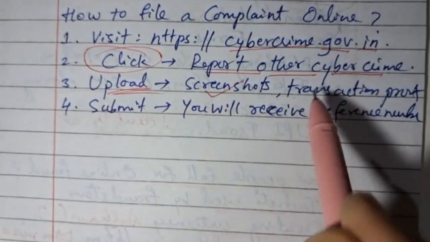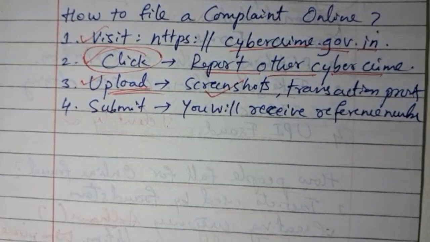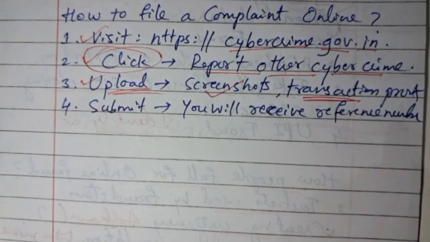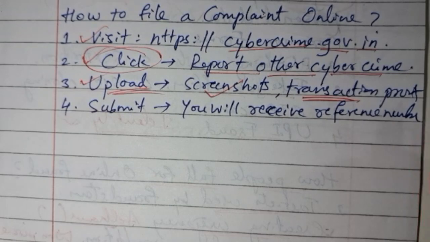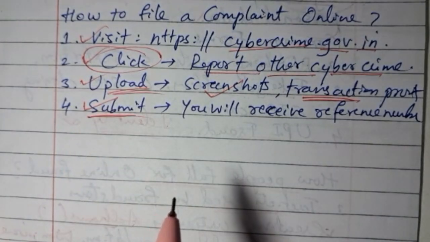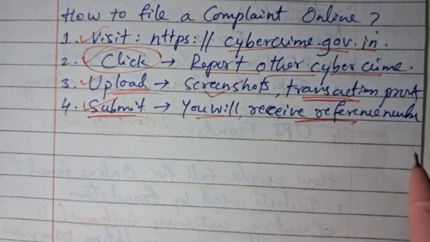Basically, upload the screenshot where the fraudster has connected with you via WhatsApp or any kind of message or email. You also need to upload the transaction proof, if any withdrawal or something happened from your bank. Once you submit the complaint online, you will receive a reference number, which you need to save so that you can later track your case.